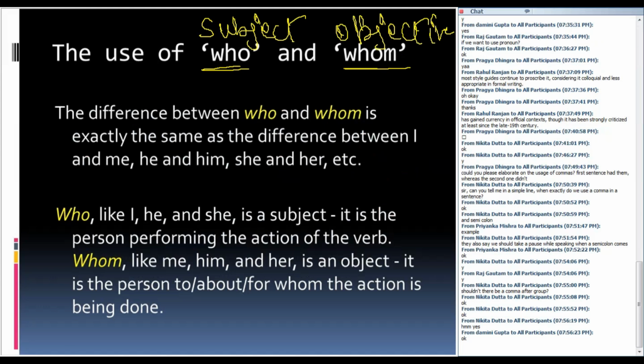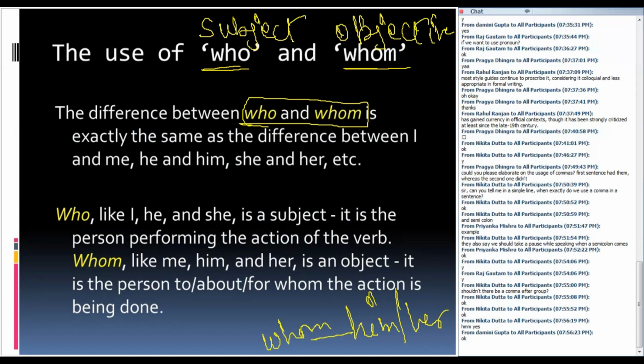So very simple, whenever there is a confusion between who and whom, always answer that question first. Who or whom should I give this book to? The answer will be, you should give this book to him. If the answer to your question is him or her, then you have to use whom. If the answer to your question is he or she, then you have to use who.